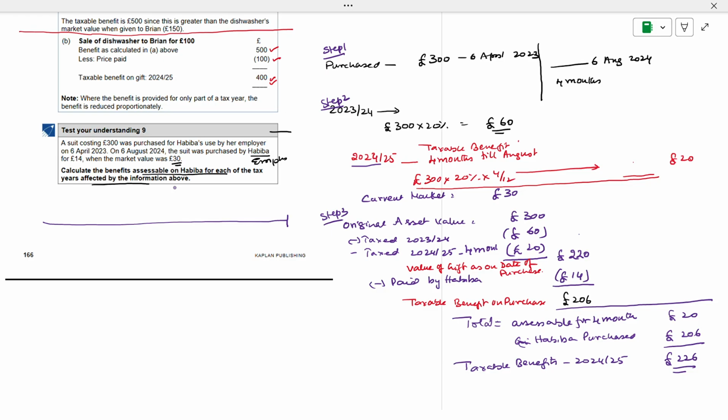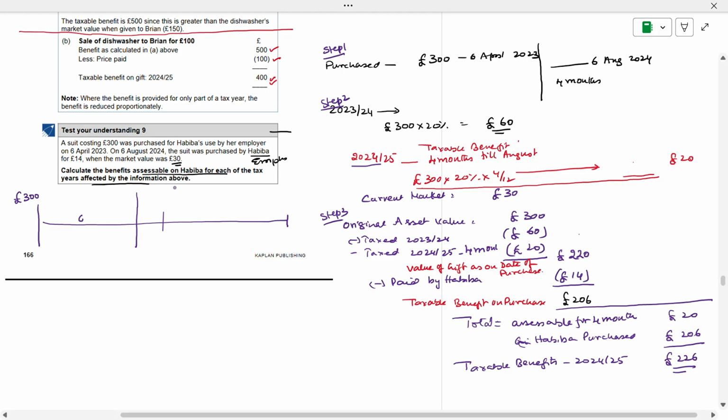On 6th August 2024, the suit was purchased by Habiba for 14 pounds. Is this 300 costing suit purchased for 14 pounds, or is it a different suit? How much have they purchased it for? Take this one. They have purchased it for 300. How much benefit did they get? Their taxable benefit is 60. This is for 23-24. Yes, sir. How much is their value? Now the value is 240.